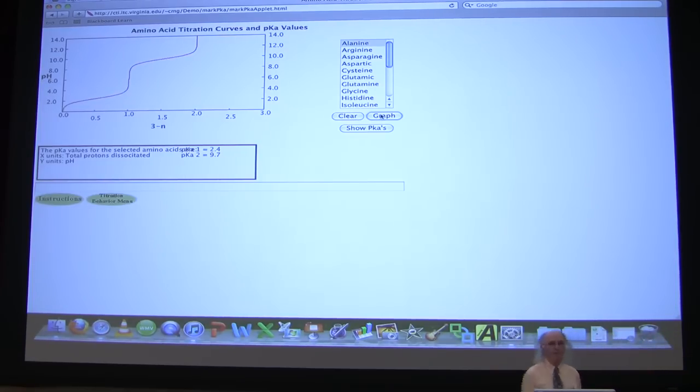Yes? Would the PI be at the point of the question for that graph? The PI would be right there.